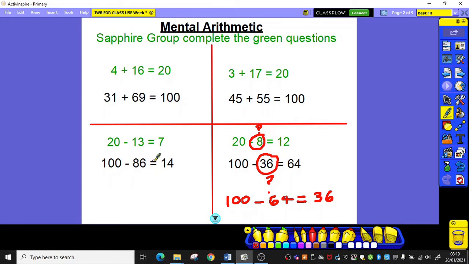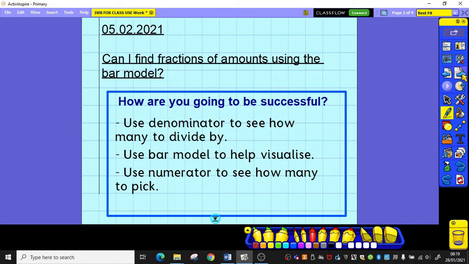So I hope you had some success with those questions today, and we'll be building on that more next week. In terms of today's lesson then, you are going to be finding fractions of amounts. So we're going to be thinking of apples, sweets, and actually working out what is a fifth of a particular amount. What is 3/5 of a particular amount, for example.